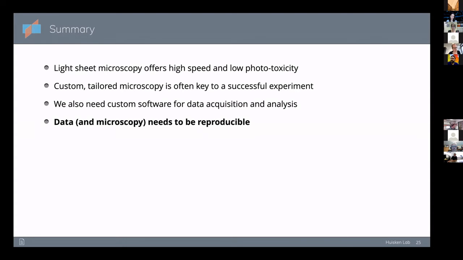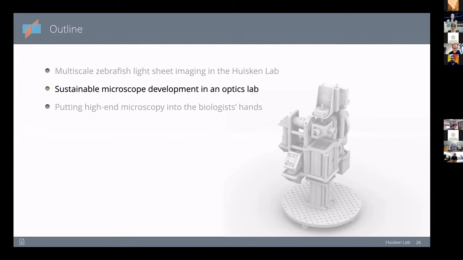Another aspect that's really important for us is that this whole process ideally should be reproducible. And with that, I mean reproducible not only by other people, but ideally also by your own people in your own lab. And that often is tricky because what's often the case is that you have a postdoc join the lab, they build up a fancy microscope, they publish, they leave, and then nobody knows how to use the instrument anymore. And obviously that's not very sustainable. So that brings me to the second part of my talk.